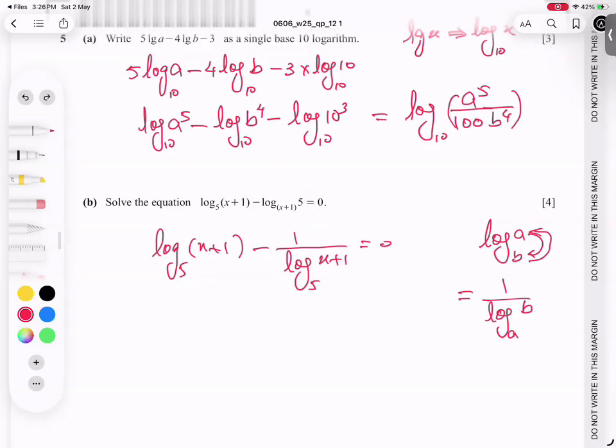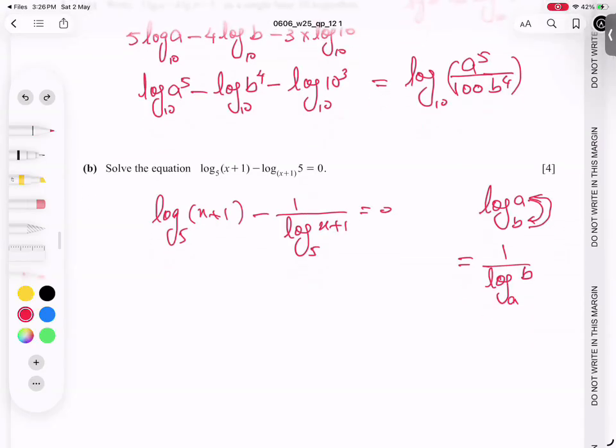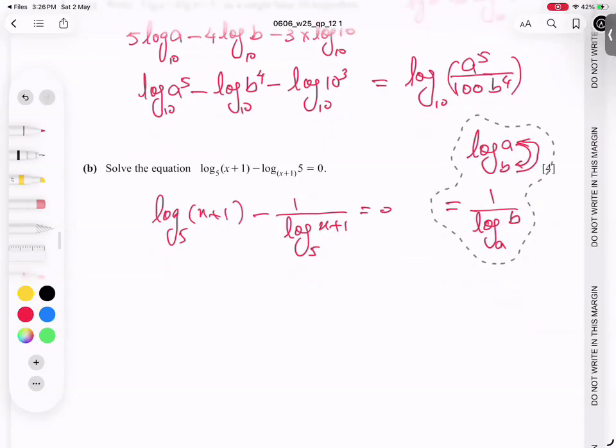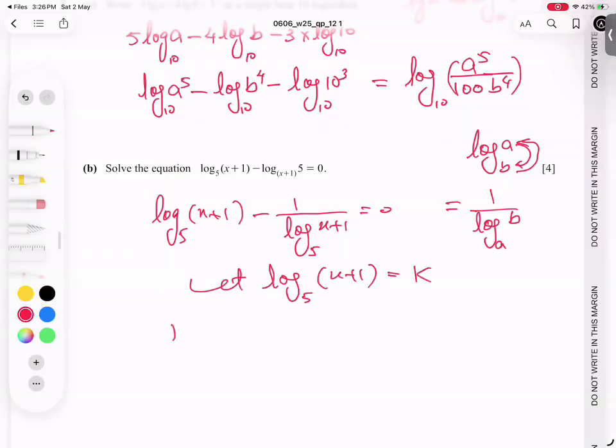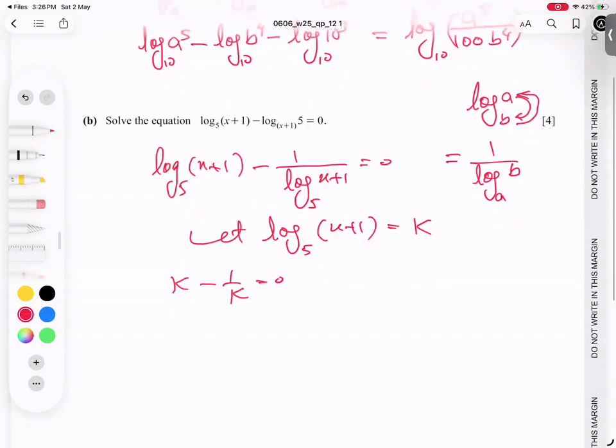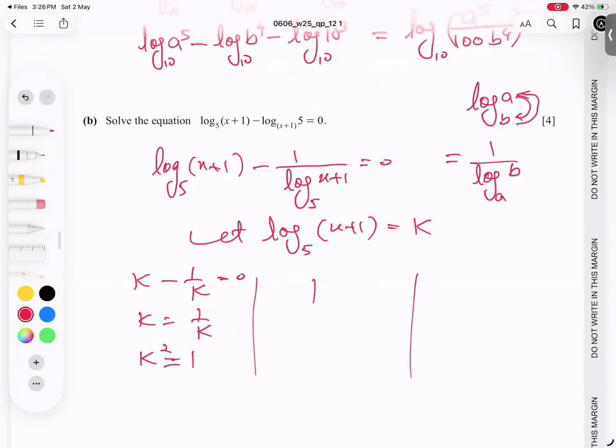After this, if you look carefully, they are exactly the same. If they're exactly the same, I can assume here let logarithm base 5 of x plus 1 be equal to k. I get k minus 1 over k equals 0. So I bring it to the other side, k is equal to 1 over k, multiply, I get k squared equal to 1. When I take the root of both sides, students, I will get two answers. One value is k equals 1 and one value is k equals -1.